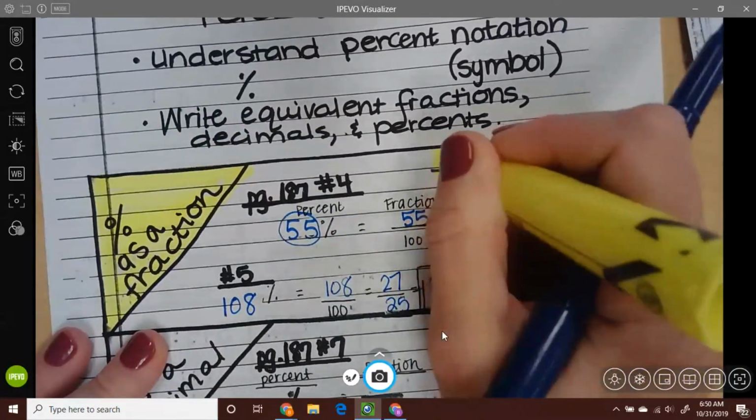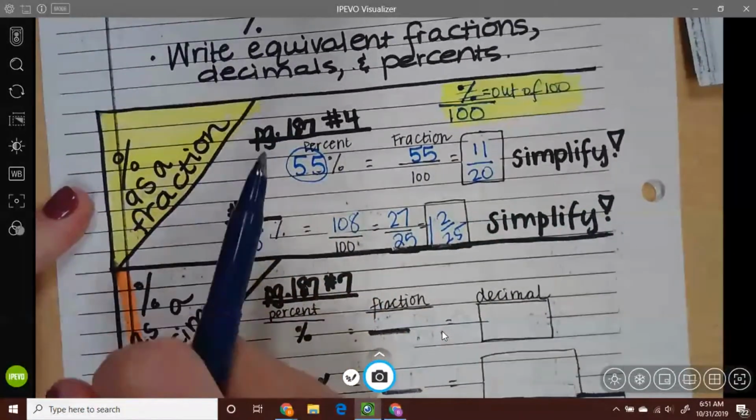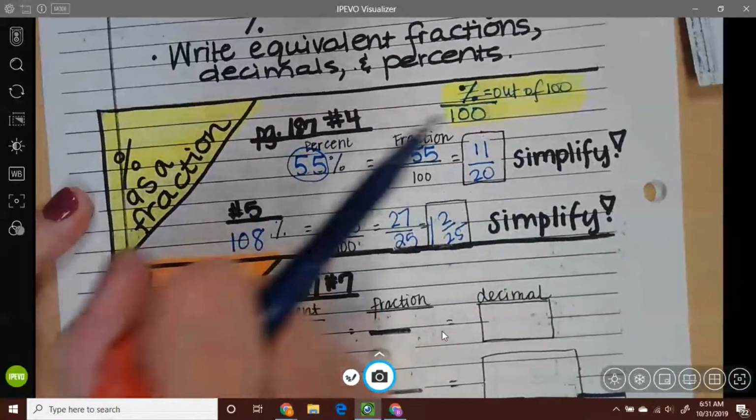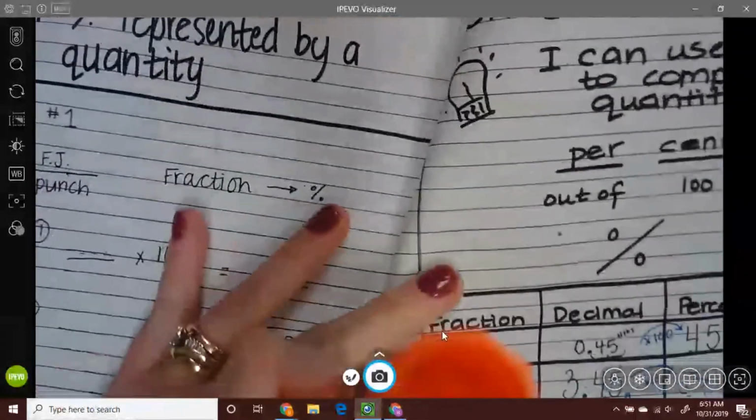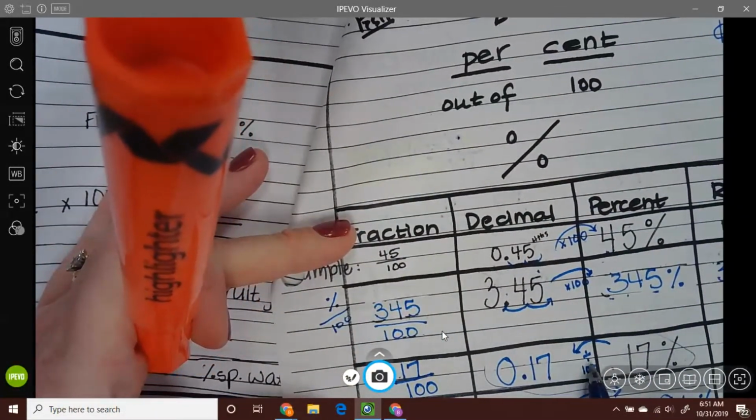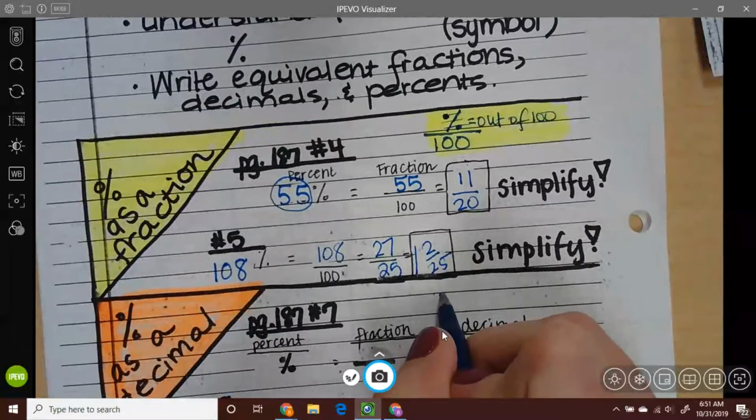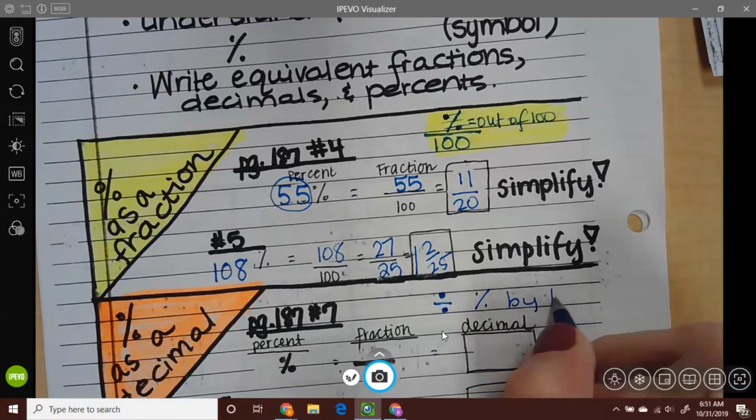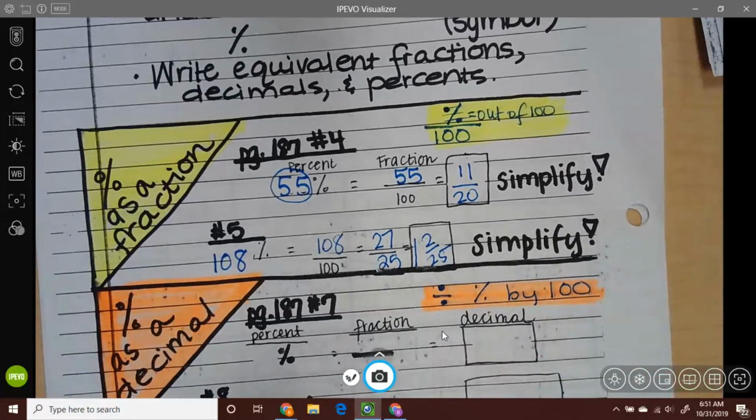Okay. Next one is to write the percent as a decimal. Which again, you just did over here. We took the percent and wrote it as a decimal. Oh, look, on this one, what did we do? We divided by 100. So really all you're going to do is divide the percent by 100. So there's two different ways. You can change the percent to a fraction, or you can just divide by 100.